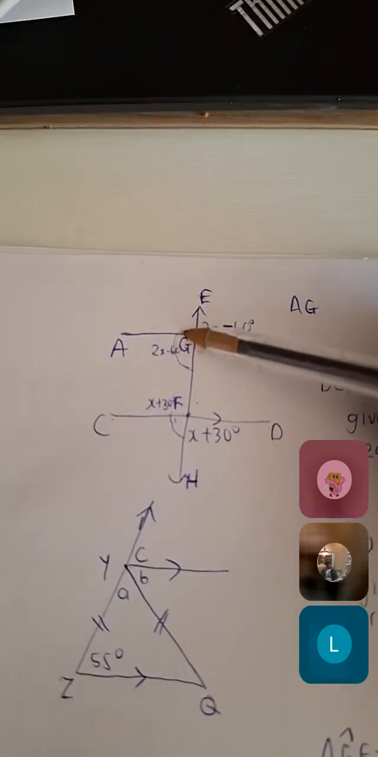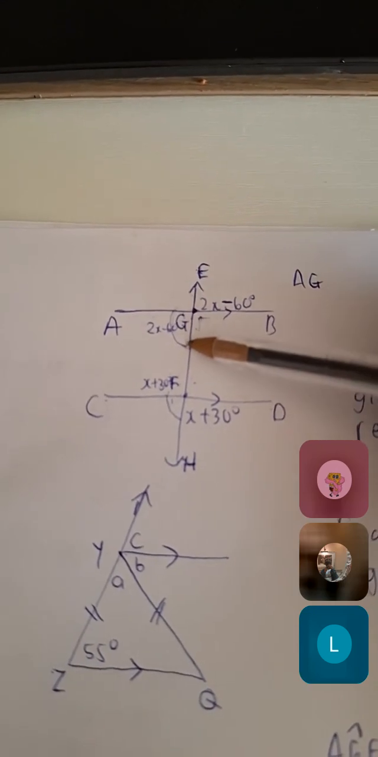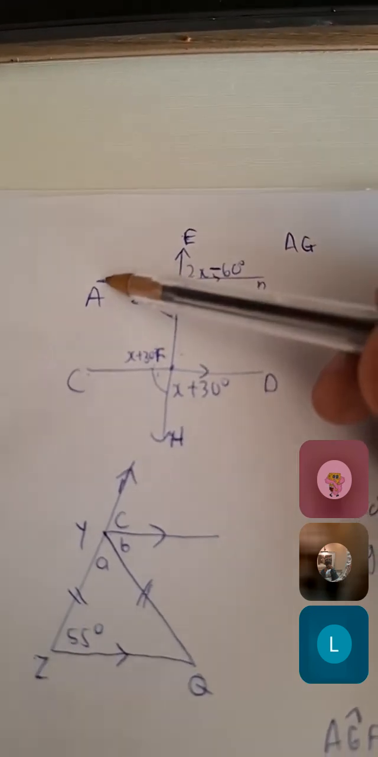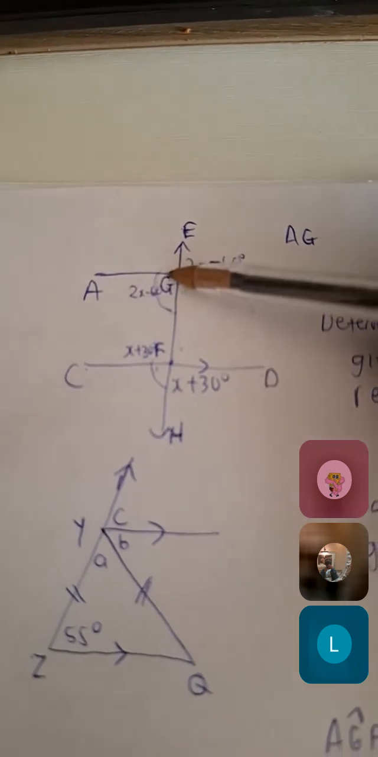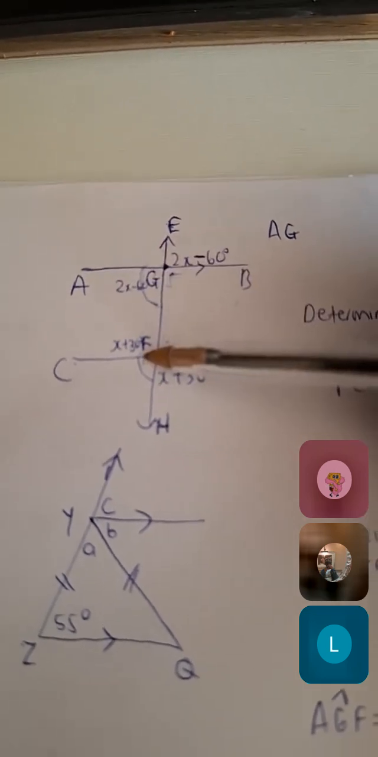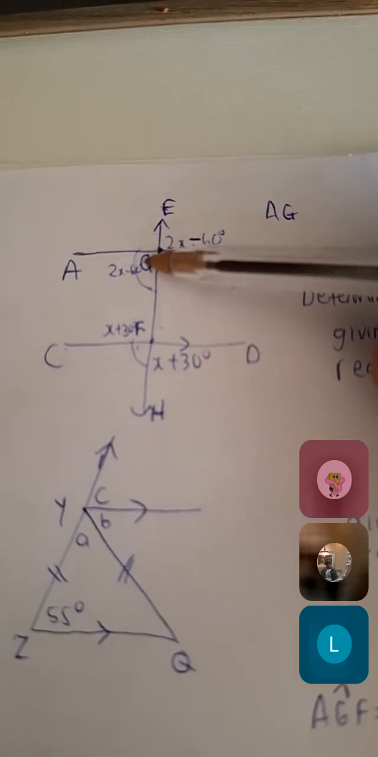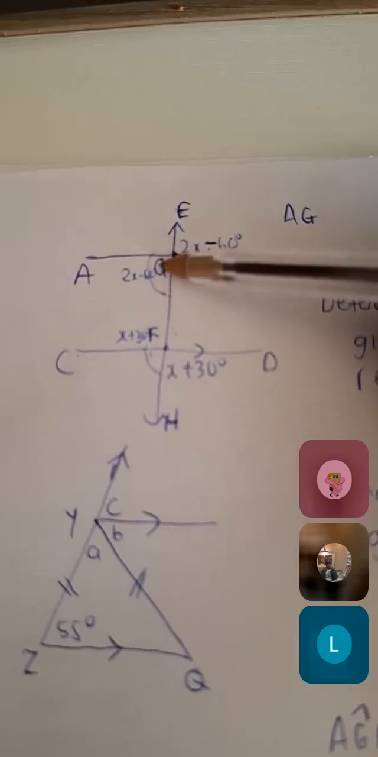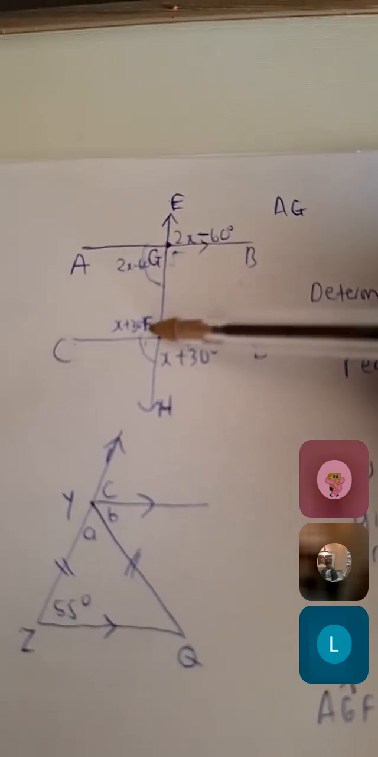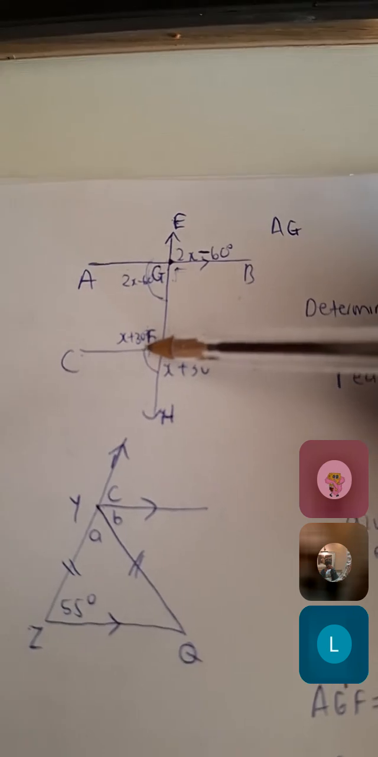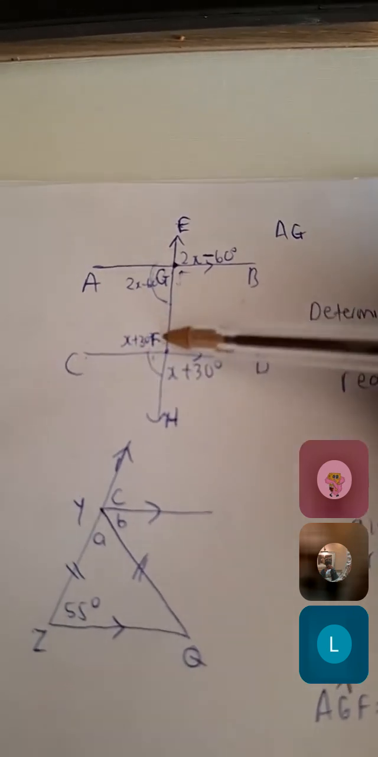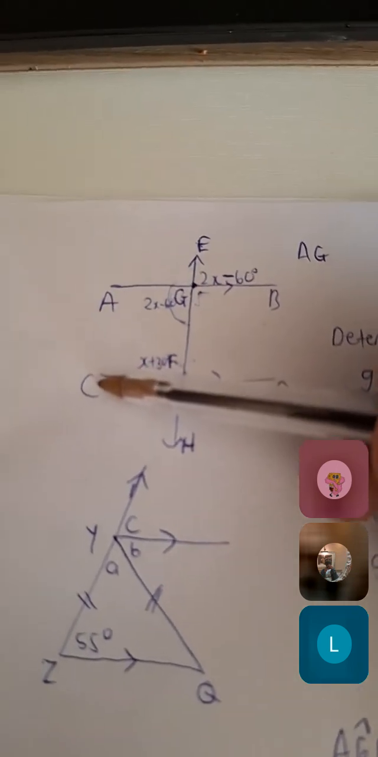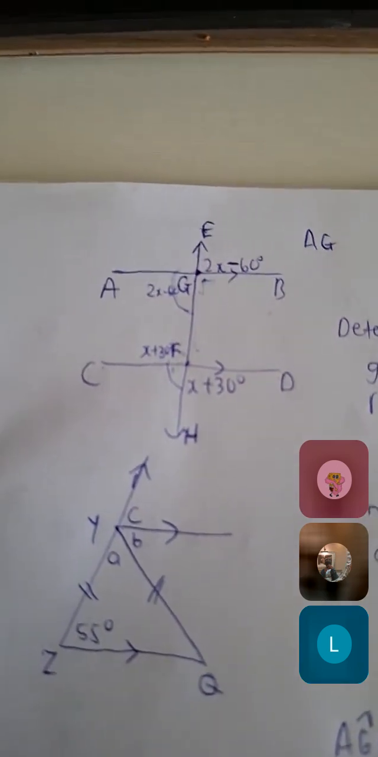If you are talking about G from this side, there are two ways in which you can refer to it: angle FGA or angle AGF. The middle letter will denote the angle. If you are talking about angle F on this side, you can either say angle CFG or angle GFC. So we need to be very specific.